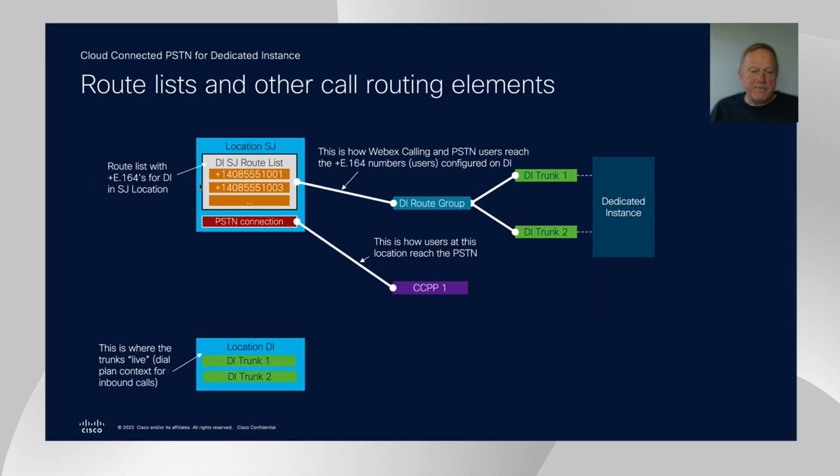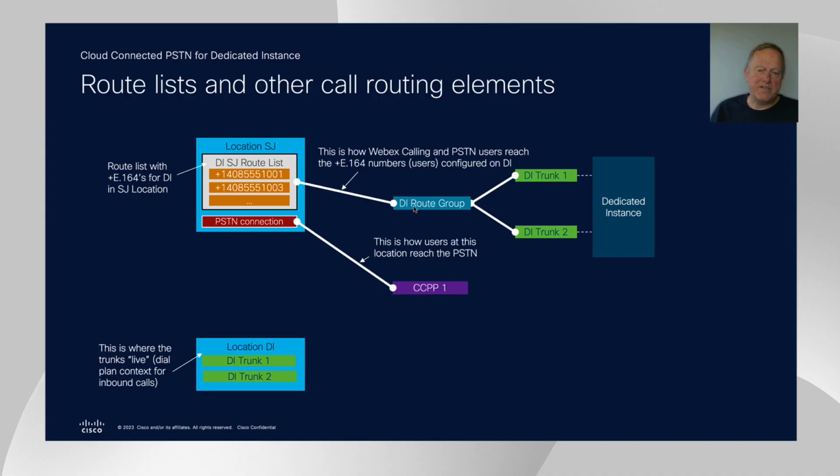Looking at the full setup here in this graphic, what I'm trying to show is the following. We have a location, and we have a route list configured in that location with a bunch of phone numbers in it. For this location, San Jose, we have a PSTN connection configured, and any user in this location would use that PSTN connection to reach the PSTN. We have a cloud-connected PSTN provider provisioned here.